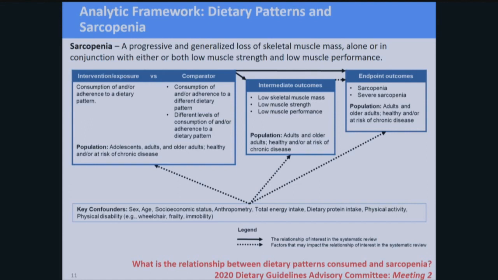In this particular case, we have intermediate outcomes which include low muscle mass, strength, and performance, and sarcopenia or severe sarcopenia as endpoint outcomes. The population of interest for the intervention exposure of dietary patterns includes adolescents, adults, and older adults who are healthy and are at risk for chronic disease. For this question, the subcommittee decided that infants and toddlers from birth to 24 months were out of scope. The population of interest for the outcomes of sarcopenia includes adults and older adults who are healthy and are at risk of chronic disease. The confounders are sex, age, socioeconomic status, anthropometry, total energy intake, dietary protein intake, physical activity, and physical disability.